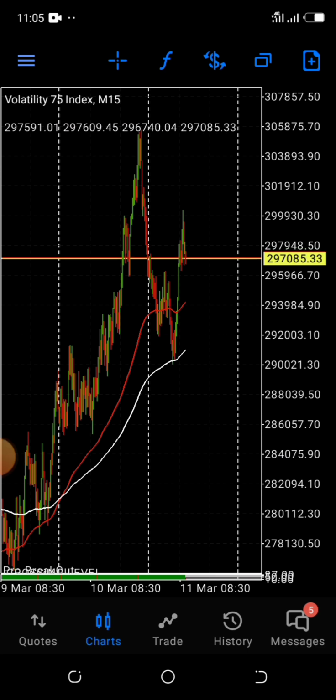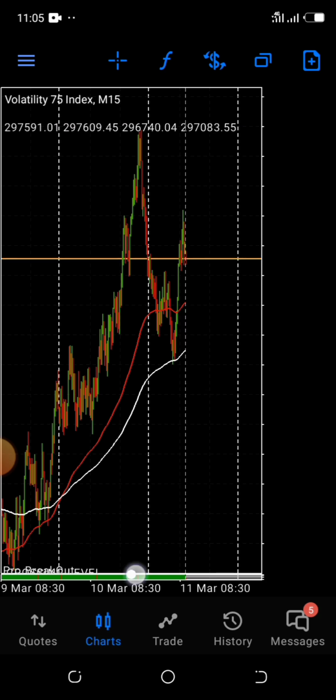So today, this strategy I brought to you is the strategy that is going to make you profitable in the market. So let's go right into it. I'm going to show you the settings of this indicator.